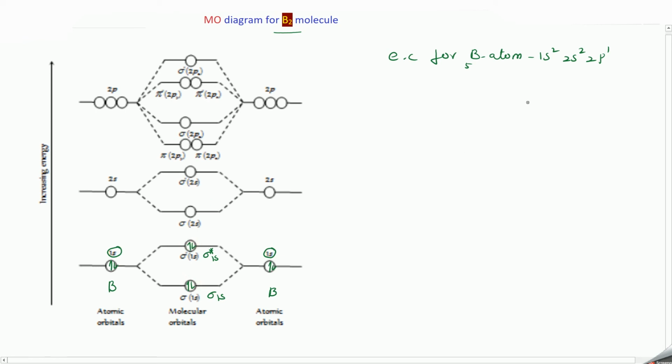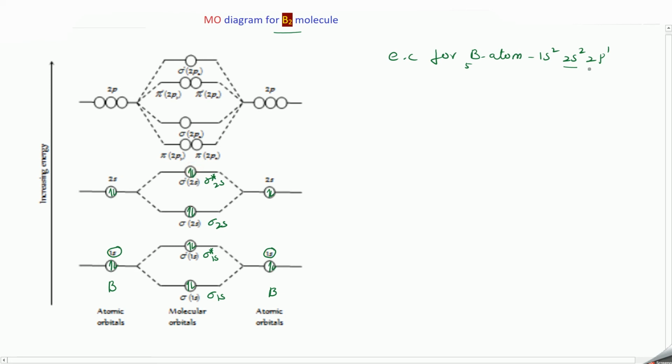Now next what you have is 2s2. So here you have 2s for this boron atom with 2 electrons, and this 2s orbital with 2 electrons for this boron atom. So they will mix to form 2 molecular orbitals. One is sigma 2s, and then sigma star 2s. And here also you have 4 electrons. 2 electrons will go over here and the remaining 2 electrons over here.